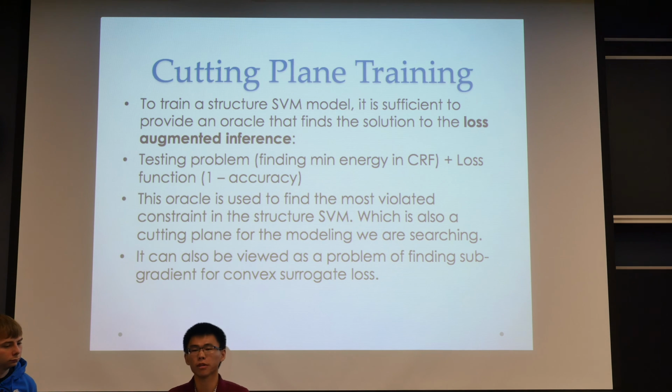This is actually one of the benefits of structured SVM, because it allows us to pick any loss function we want. We pick this to be 1 minus accuracy, because accuracy is the value that we benchmark our algorithm on, or evaluate our algorithm on. The good thing is that we can directly optimize over the values that we evaluate on for our algorithms.